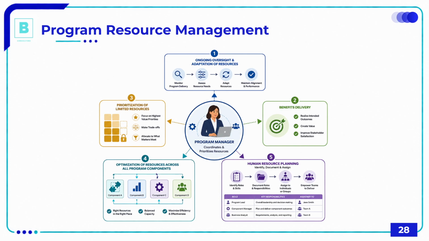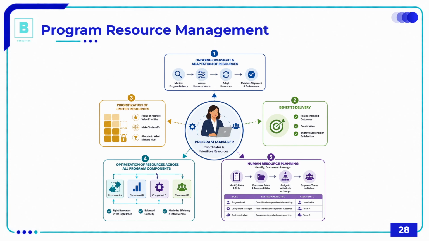Okay. We also went through the resource management on a program, where the program manager coordinates and prioritizes resources. So there is an ongoing oversight and adaptation of resources depending on the needs of the program, ensuring benefits delivery. In case of limited or scarce resources, especially in case of dependencies between the components, resource planning should be optimized. Resources should be prioritized to focus always on the highest value items, make some trade-offs sometimes, and allocate to what matters.